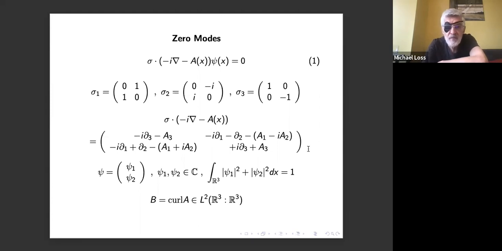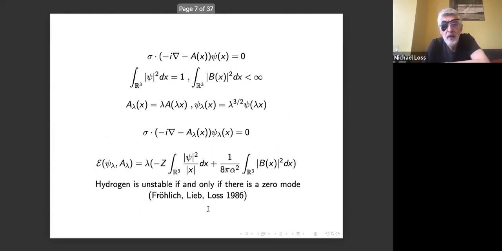Another thing which is also important is it's often quite easy to find zero modes when you let the A be crazy, say grow at infinity, and the B crazy. But you really would like to have that the magnetic field, say, should be in L2. All right, finite energy.